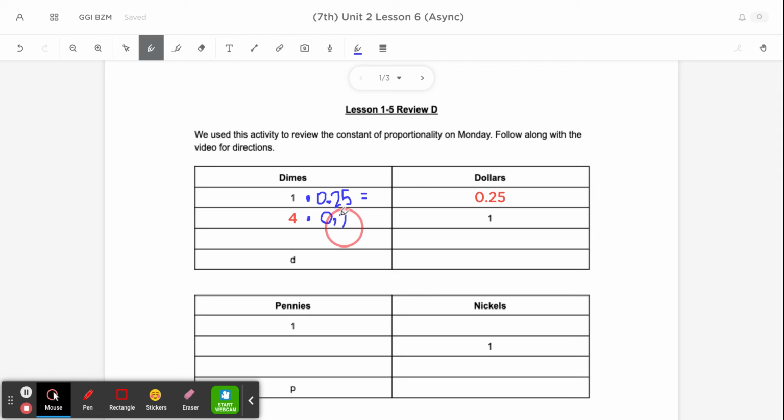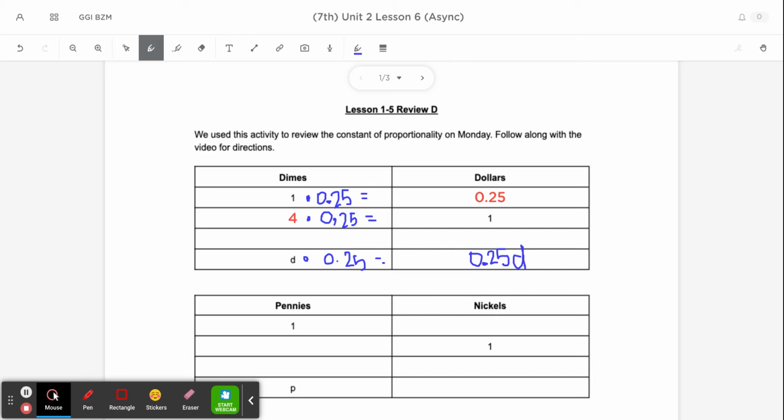Now, that also means that for any number of dimes d, I can always multiply times 0.25. And so dollars is just 0.25d. Because remember, when we write the letter and the number just hugging each other like that, it means multiplication.